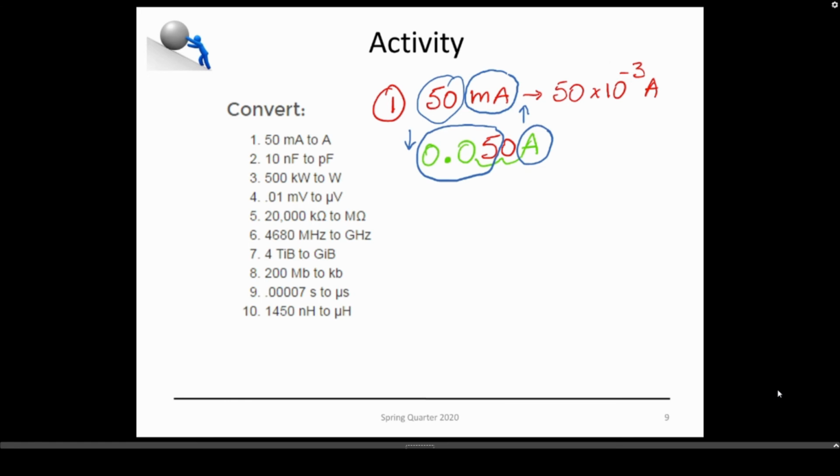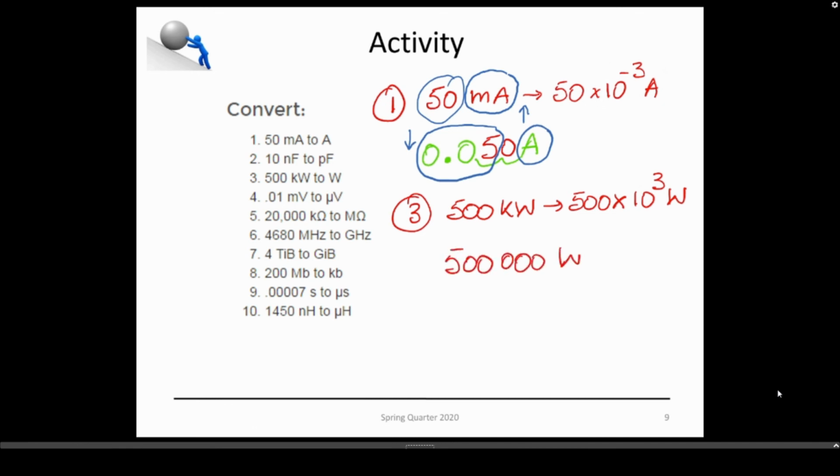Let's do another example. Let's do, for example, number 3. Number 3, we have 500 kilowatts. I can write this as 500 times kilo, which is 10 to the third. That means now, and my units are watts, that I'm going to add 3 zeros after the number 500. So I get 500, 1, 2, 3 watts.